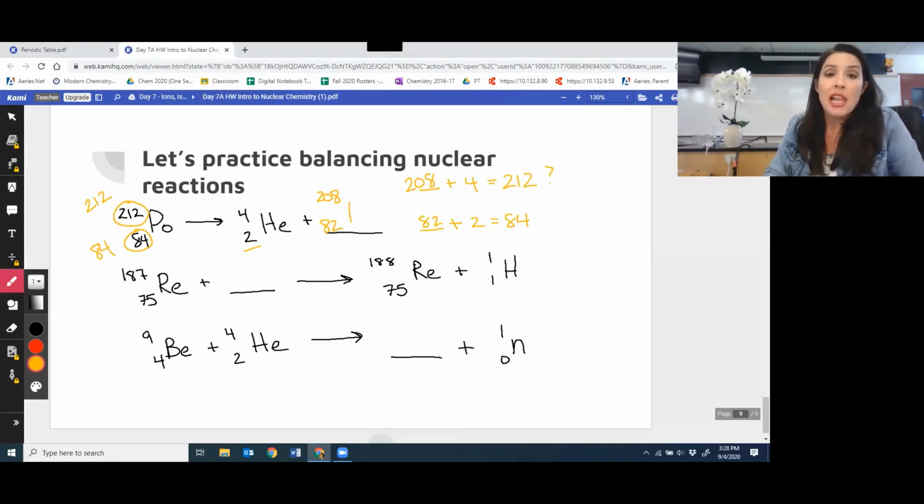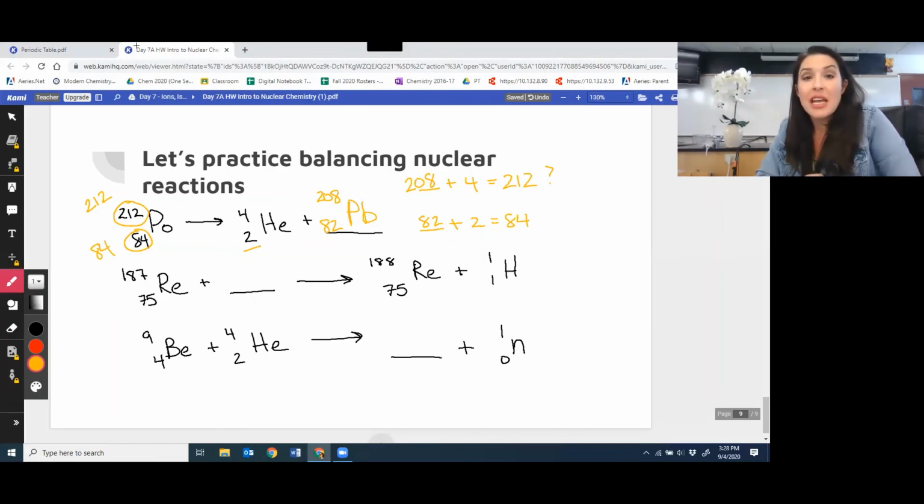comes from the Latin for plumbum, which was the Latin word for waterworks. They used to make all of their pipes out of lead. So we would say in English, this reaction says polonium-212 reacts to form, that's another way of saying this reaction arrow, helium-4 and lead-208. And we've balanced the nuclear reaction.